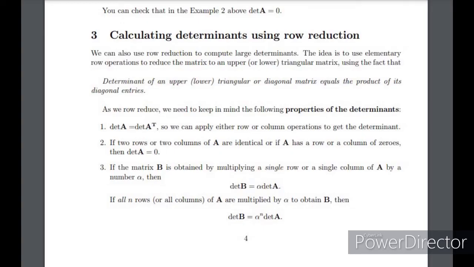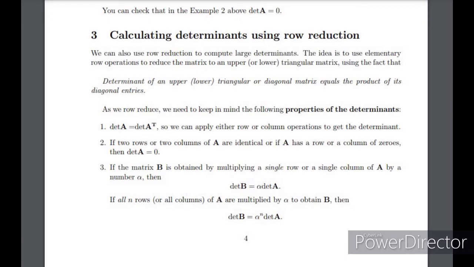Alright, so now let's go to calculating determinants using row reduction. Okay, so we can also use row reduction to compute large determinants. So the idea is to use elementary row operations to reduce the matrix to an upper or lower triangular matrix, using the fact that the determinant of an upper or lower triangular or diagonal matrix equals the product of its diagonal entries. So first, what are the triangular matrices, the upper and the lower triangular matrix, as well as the diagonal matrix?